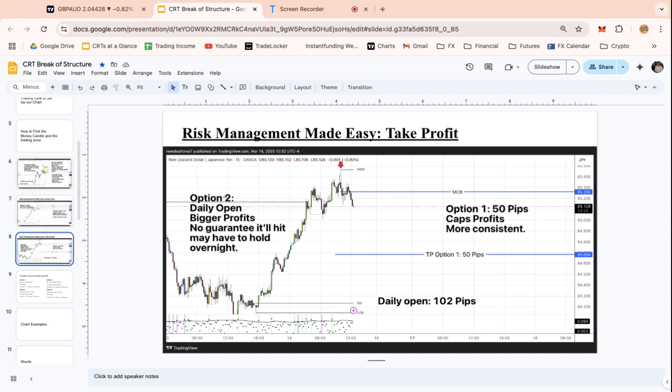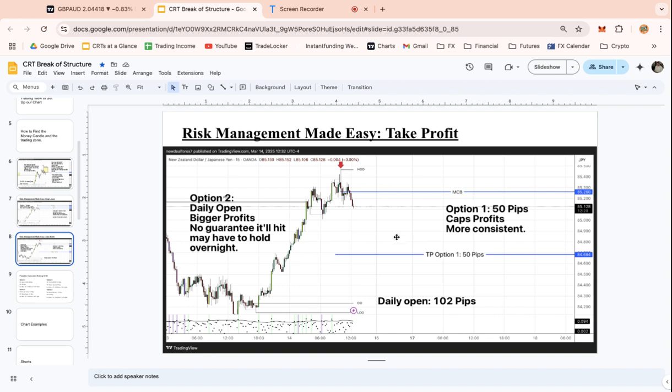Now, your option two is that you can set your take profit at the daily open, which sometimes will be farther down than 50 pips. Sometimes they'll be one and the same, but the daily open also is an option for you. The benefit to that is you're going to have bigger profits. But the downside is you'll have to wait longer and there's no guarantee it's going to hit the daily open. It might stall out right before it gets to it.